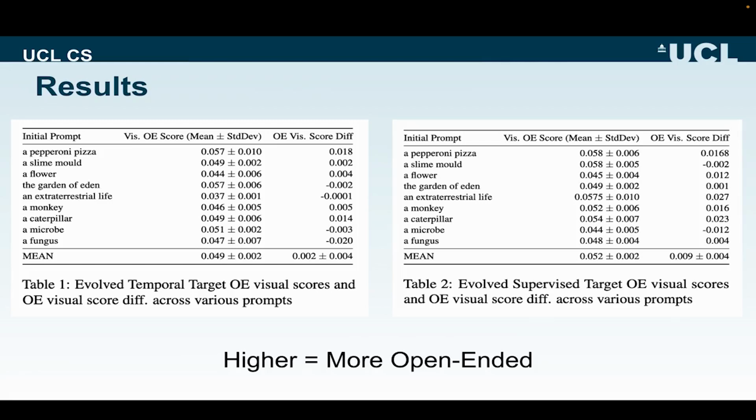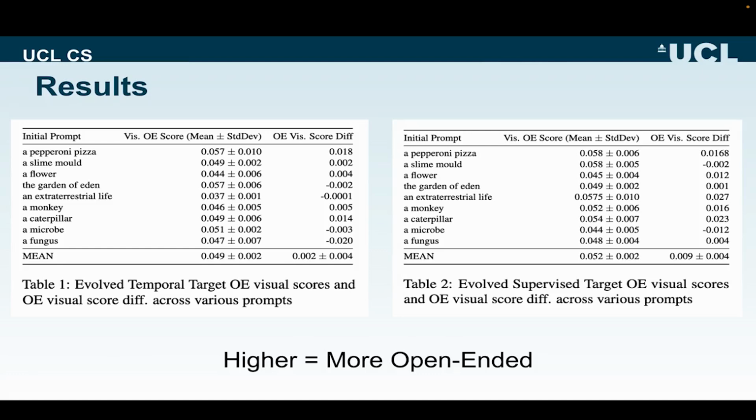We ran experiments giving both EST and ETT the same set of 9 initial prompts and let them evolve. The results confirmed our hypotheses. If you look at the table, EST consistently achieves a higher mean OE score than ETT, suggesting it does in fact generate more novelty within each simulation.